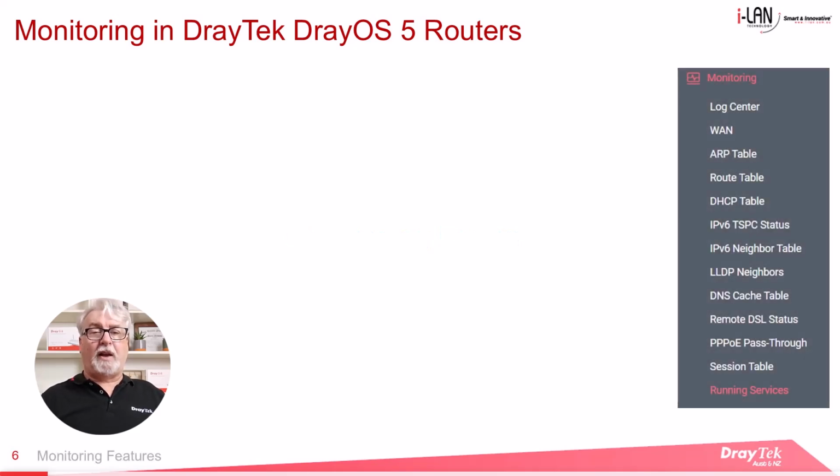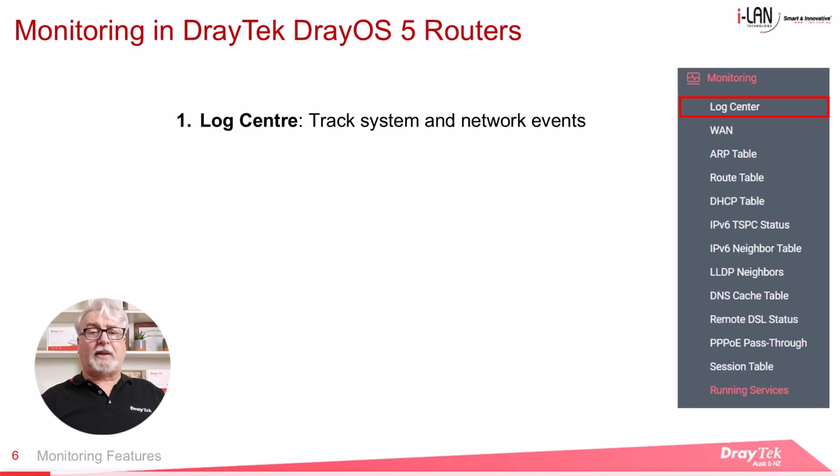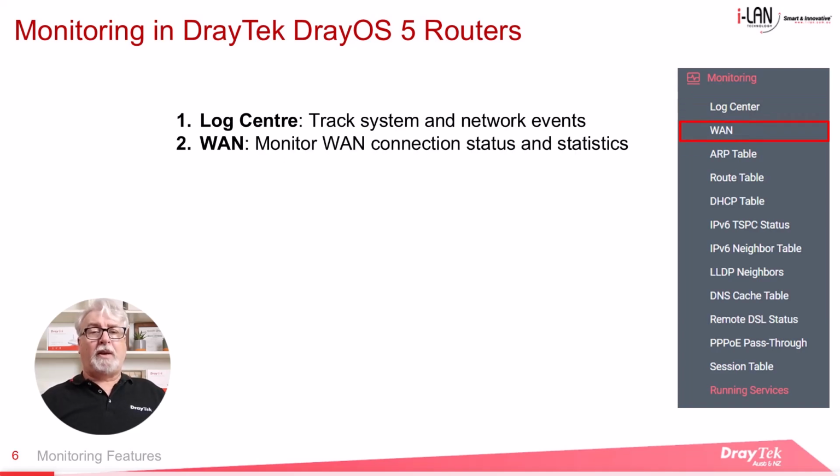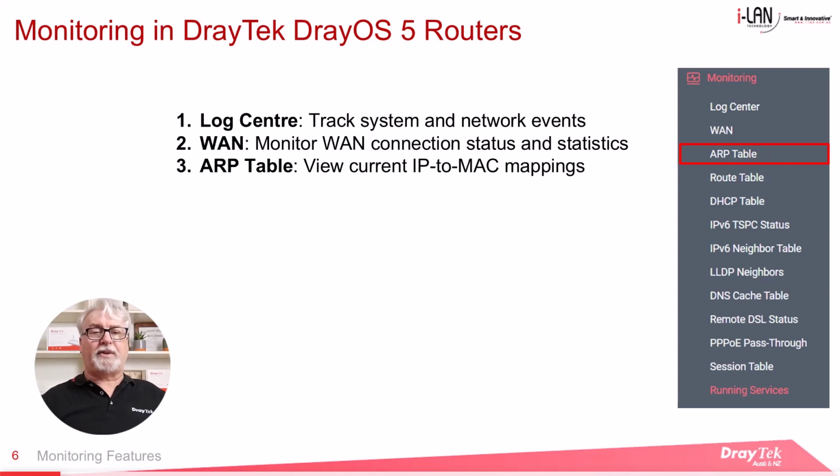Clicking the monitoring heading in the left-hand menu will expand to show a selection of options. At the top, Log Center. This helps track system and network events. It's useful for reviewing historical logs and identifying patterns or issues. WAN. Here, the WAN connection status and traffic statistics can be monitored in real time, which is essential for understanding internet connectivity and usage. ARP table shows the current mappings between IP addresses and MAC addresses on the local network, which can help with troubleshooting connectivity or conflict issues. Route table allows checking active routing entries and understanding how packets are being forwarded in the network.